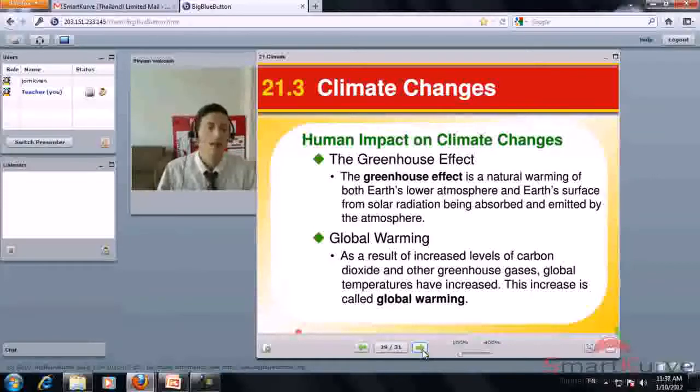That's known as the greenhouse effect. More carbon dioxide means more absorption of infrared radiation, which means more energy, higher temperatures. And that is the overall effect that we call global warming.